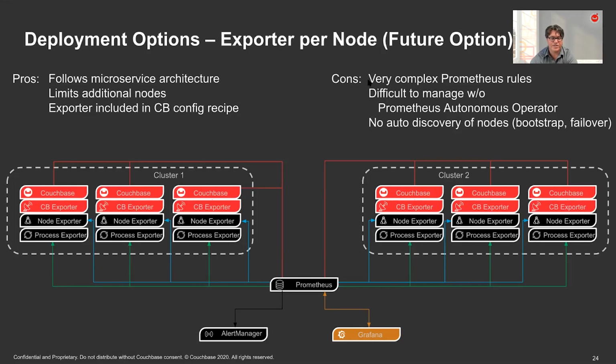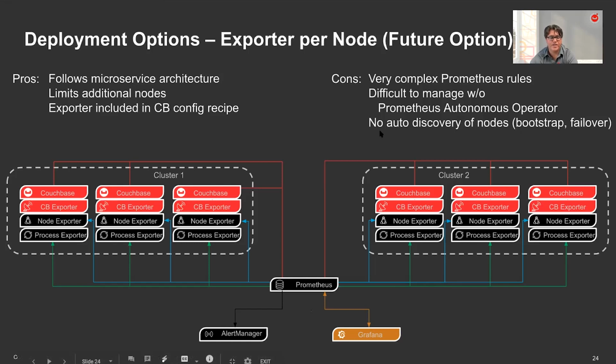The disadvantage here is that your Prometheus rules become very, very complicated. Instead of having one node per cluster or one exporter per cluster or one exporter in general to scrape, now the Prometheus YAML file has to scrape every node in the cluster, which means that as you're changing your cluster configuration, whether through failover or adding nodes or whatever it is that you're going to do, you also have to update your Prometheus configuration file.